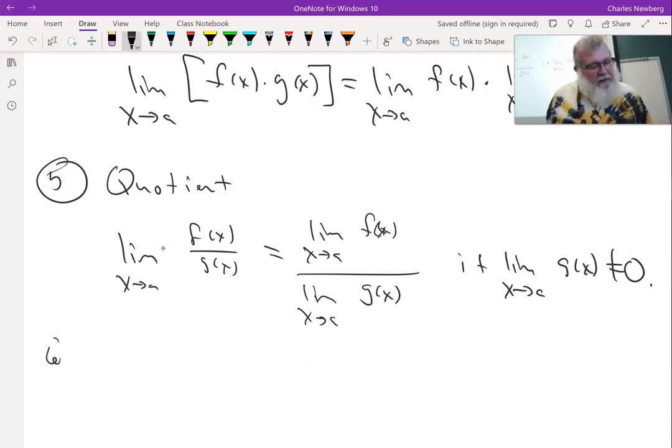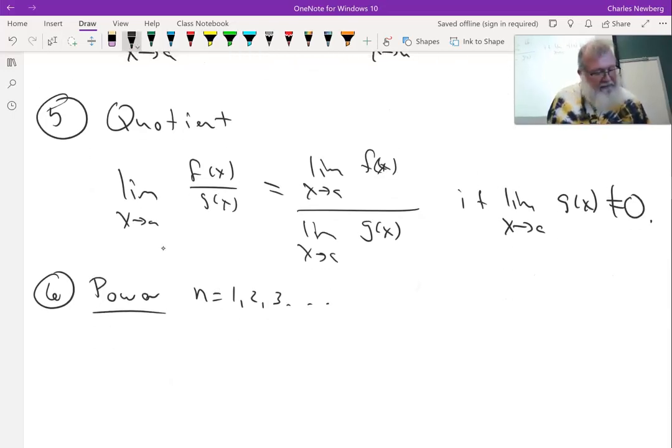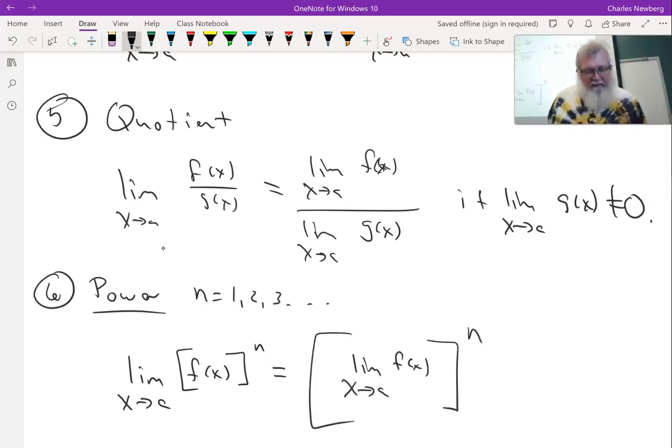All right. The next one I want to do is powers. Now we have to remember that n is 1, 2, 3; n is an element of this set here. So they're nice powers: 1, 2, 3, not half or fraction powers, things like that. And the power rule says this: the limit as x approaches a of f of x to the nth power. Well, that power is a nice whole number power, or natural number power. It turns out you can take that power outside the limit, do the limit of the function, and then raise it to the power.